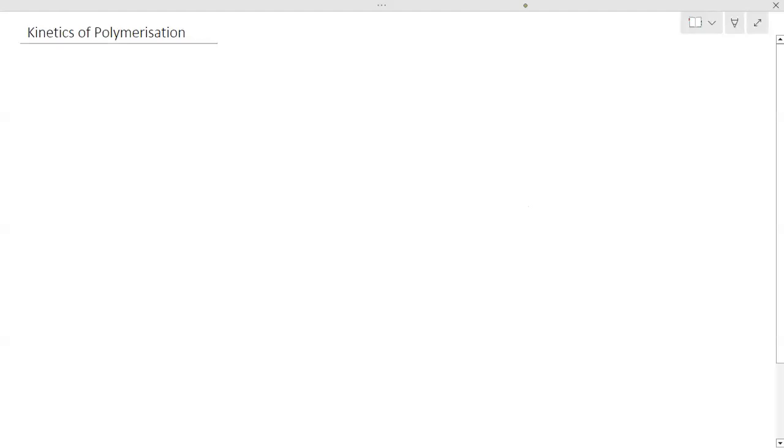Hello, everybody. So this is going to be the last session of polymer chemistry. So let's start. Note down the heading, kinetics of polymerization.